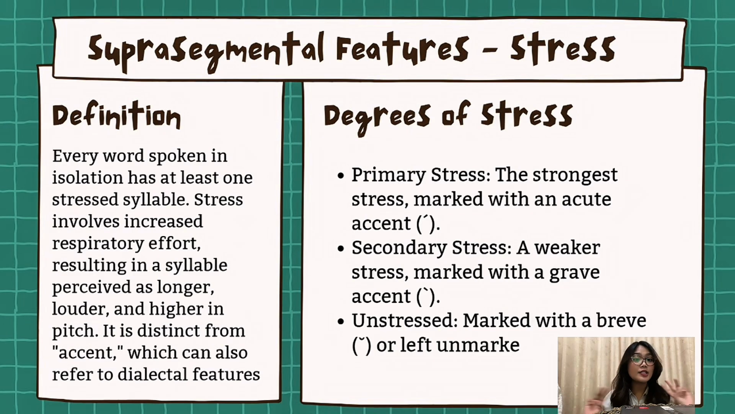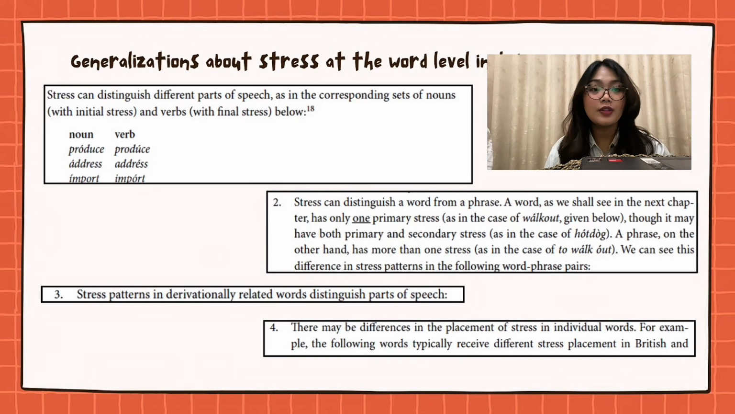So, there are three degrees of stress. The first one is primary stress, the strongest stress, marked with an acute accent. And then secondary stress, a weaker stress, marked with a grave accent. And unstressed, marked with a breve or left unmarked. So there are eight generalizations about stress at the word level.